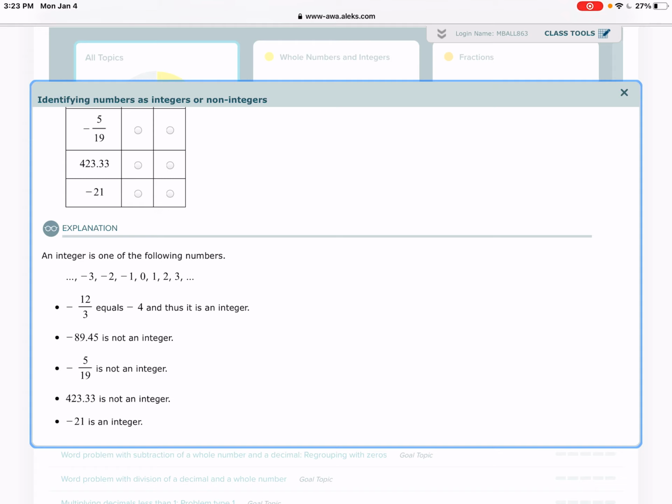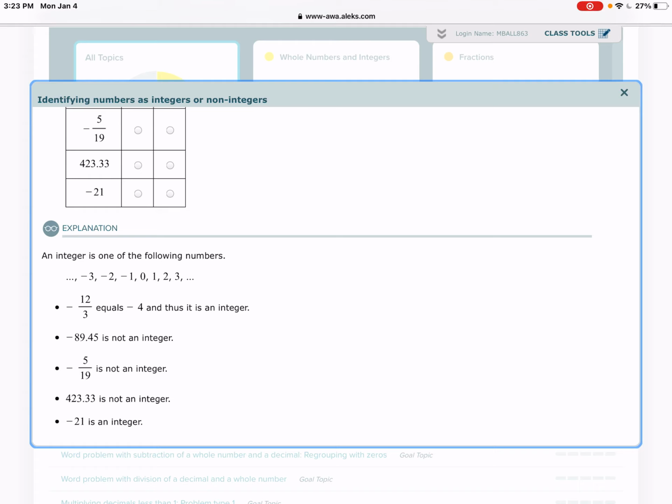Negative 12/3 equals negative 4, so that's an integer. Negative 89.45 is not an integer. It has a decimal number. Negative 5/19 is not an integer. It's a fraction, and you can't simplify it. 423.33 is not an integer because it has decimal numbers.